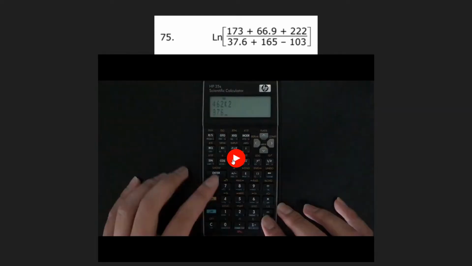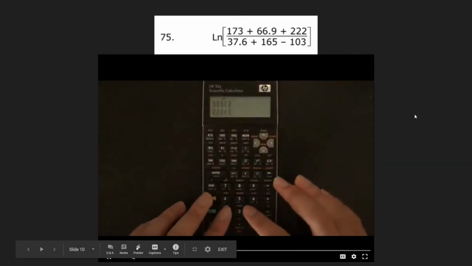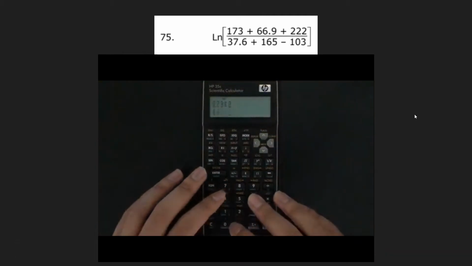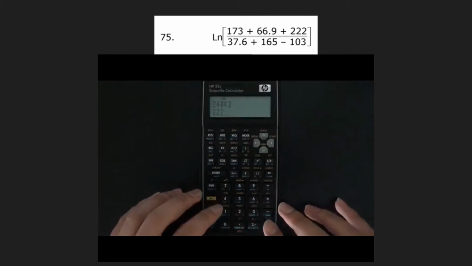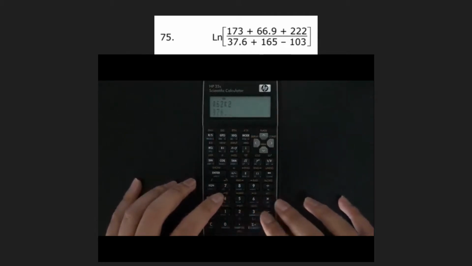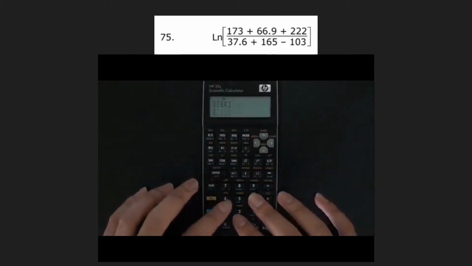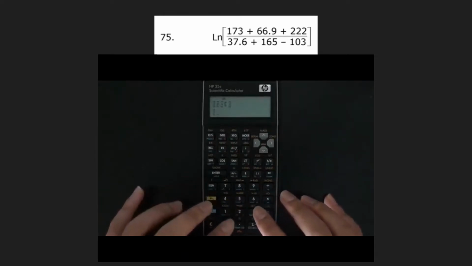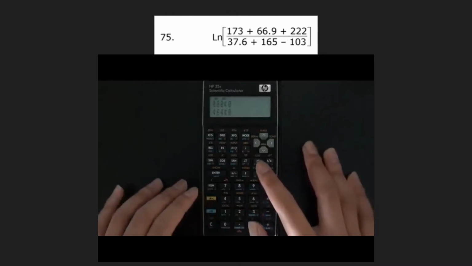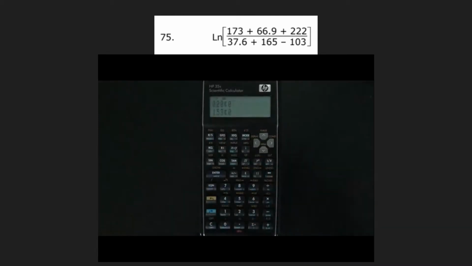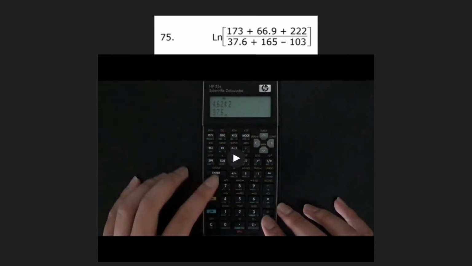Question 75. 173, enter 66.9, add 222, add 37.6, enter 165, add 103, subtract, divide, blue shift key and y over x. Blue shift key and pressing the y over x button allows us to get ln.